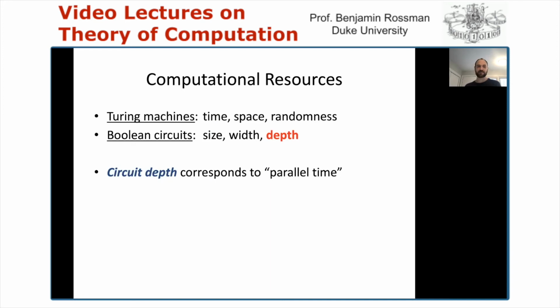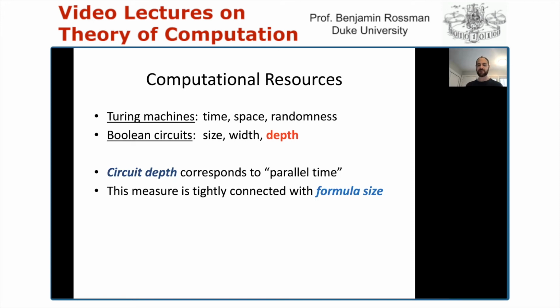So finally, we come to the very interesting resource of Boolean circuits, which is the depth. So recall that the depth of the circuit is the length of the longest path from an input to the output gate. And this measure corresponds to parallel time, so it corresponds to time for parallel algorithms with multiple processors. But it's also tightly connected to another complexity measure called formula size.